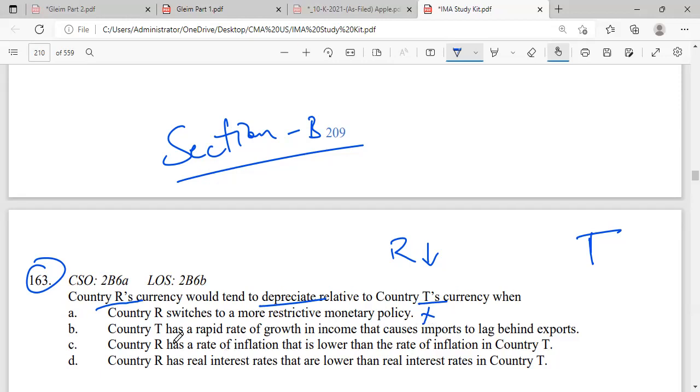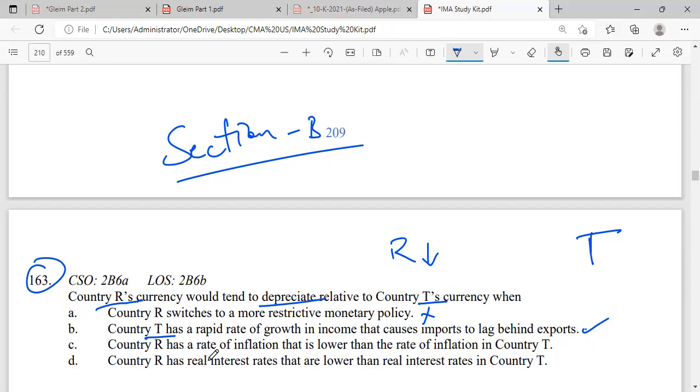Then, country T has a rapid growth in income that causes imports to lag behind exports. It is fine, but where is the relationship shown between T and R? See, in that manner, country T's currency might appreciate, but in comparison to what? I don't think so. That's poor framing of the answer. If this option had said relative to country R's currency, then we could have thought about it as an answer, but I don't think so.